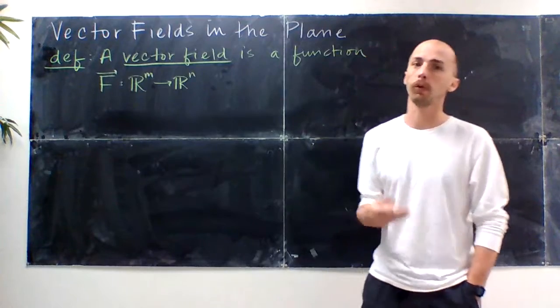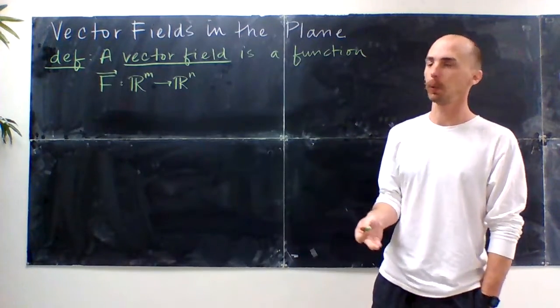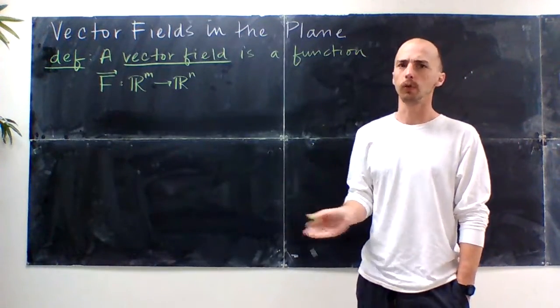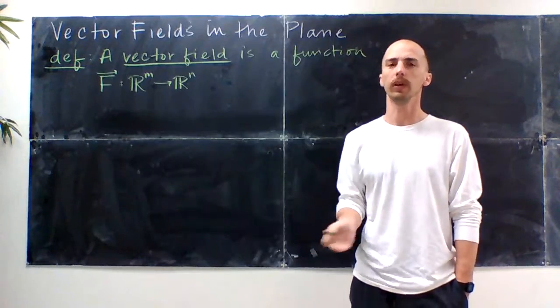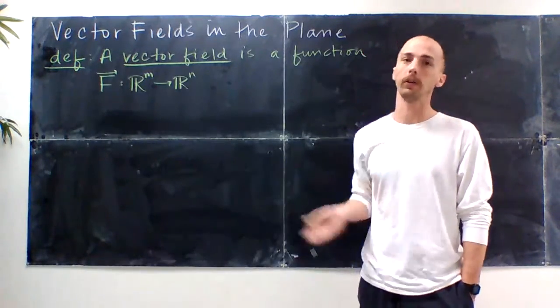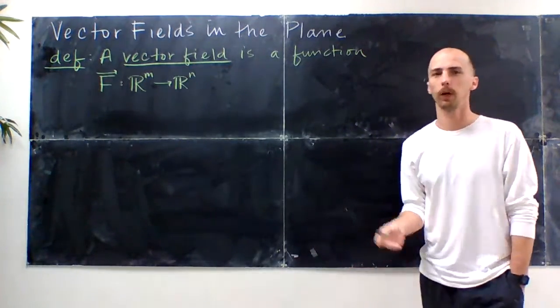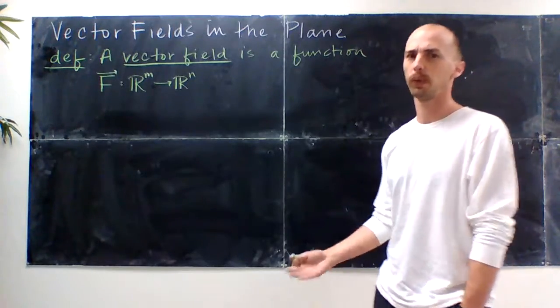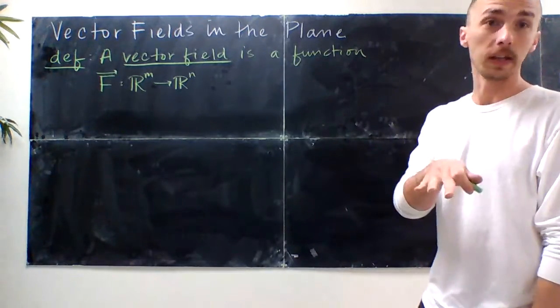And in this course, we're pretty much only going to be looking at vector fields where m is equal to n. But you can definitely have a situation, and we saw it in linear algebra, where we have functions that take R2 into R3, R3 into R1. We actually already did that.